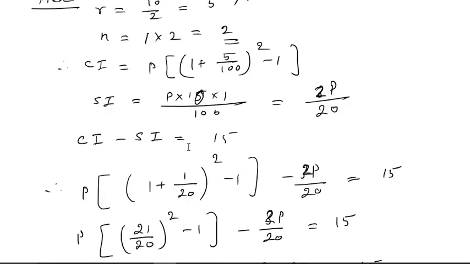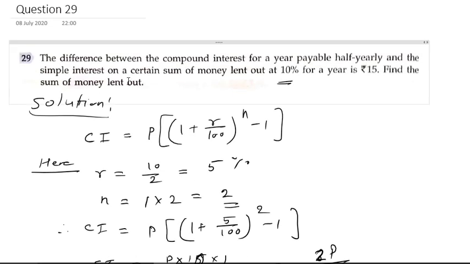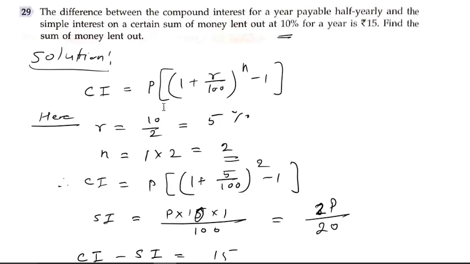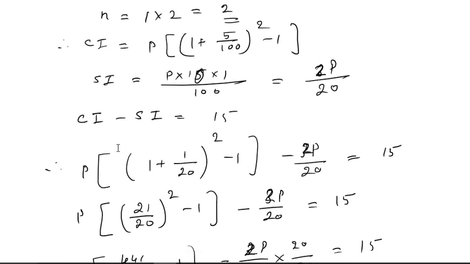Question number 29 is the difference between compound interest for a year payable half yearly and the simple interest. So question number 29 and 28 are the same. The only difference is that here it is compounded half yearly, right? So again the formula for compound interest will adjust a little bit for rate of interest and number of periods, and then the difference between compound interest and simple interest is found.